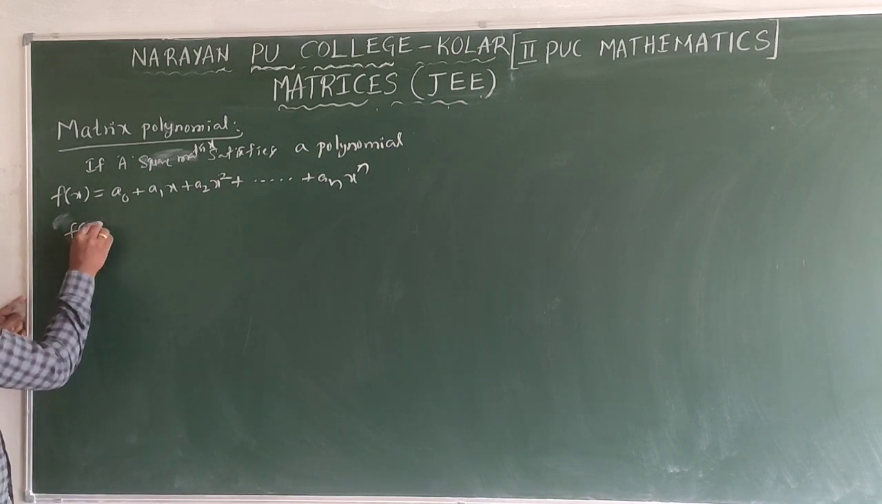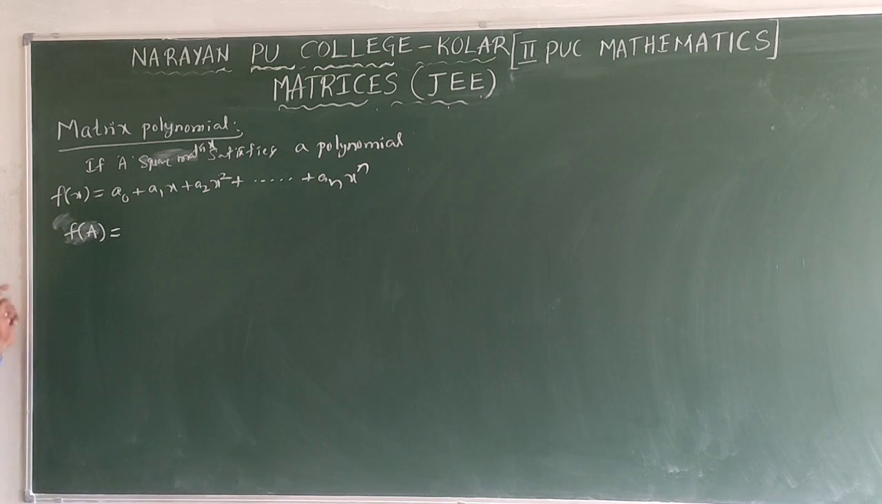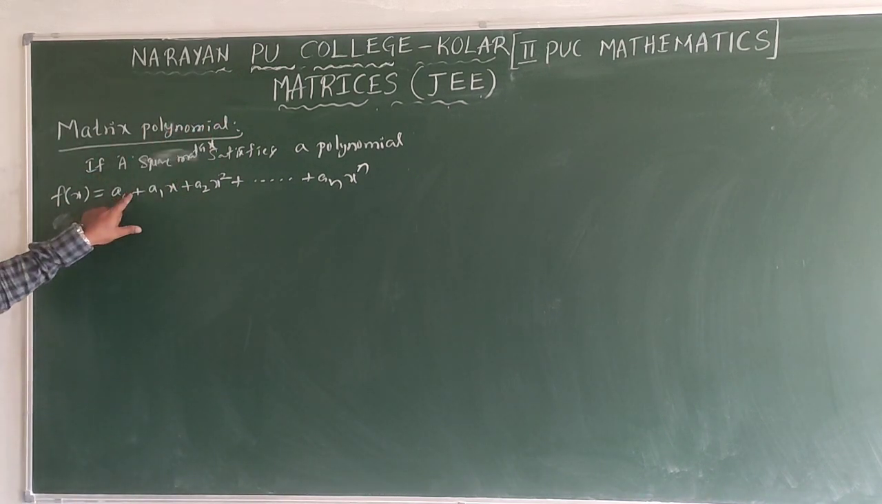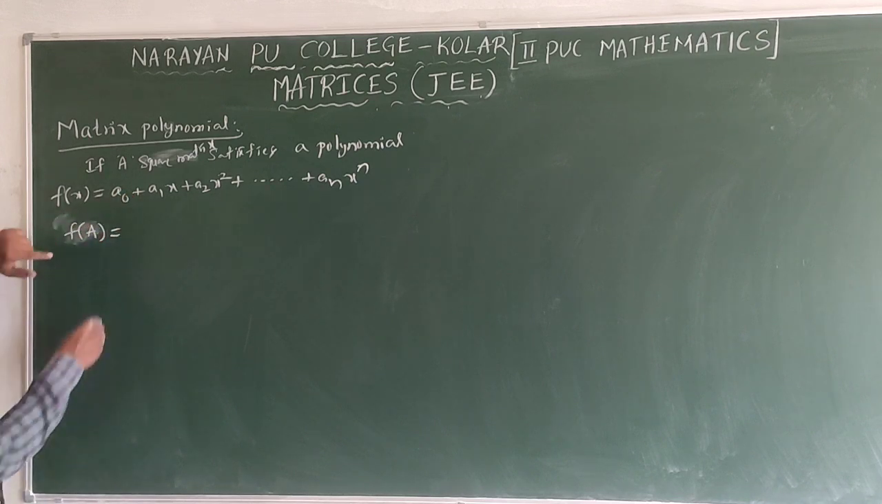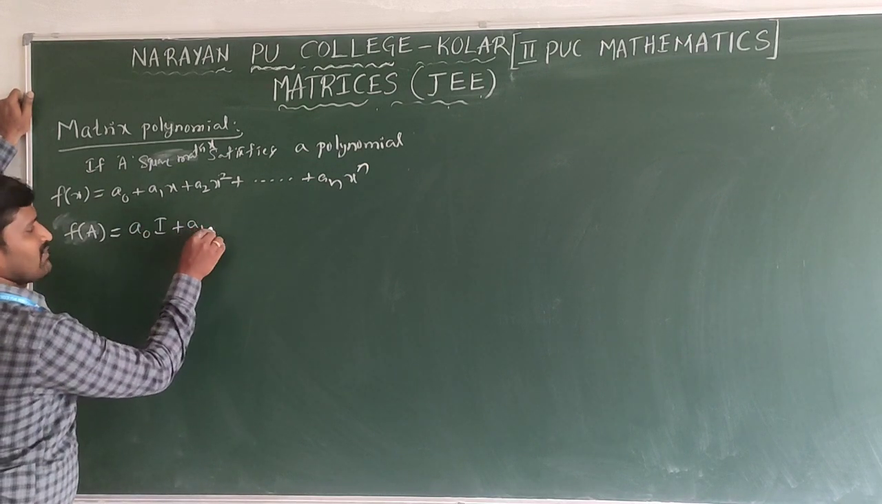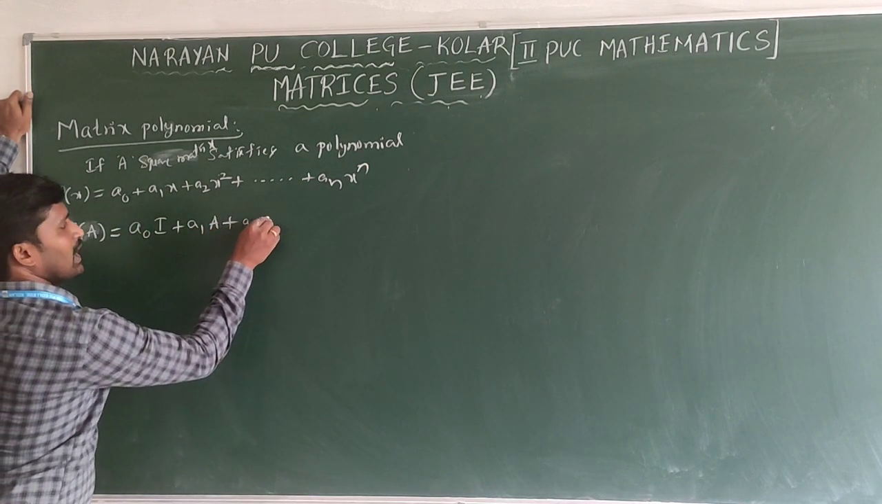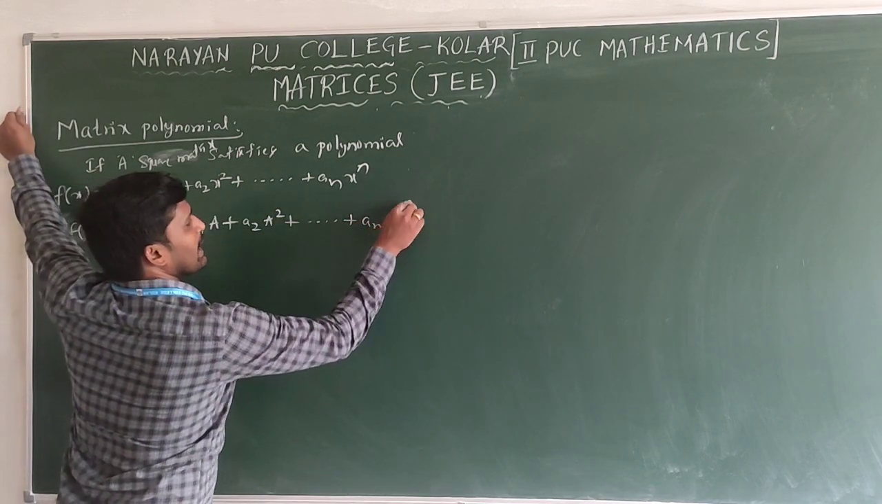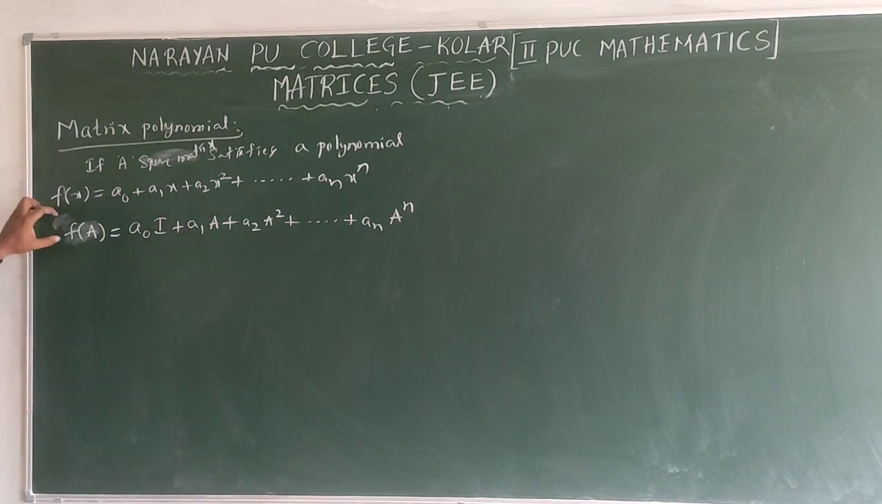f of A equals, this complete equation converted into matrix form. Here there is no x value, so we need to replace the constant term with I, the identity matrix. a0 I, a1 A in the place of x, a2 A square, and so on, an A power n. This is called a matrix polynomial, converting from the general polynomial equation into matrix form.